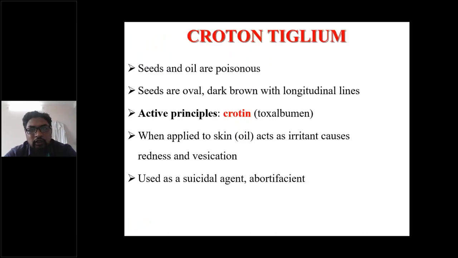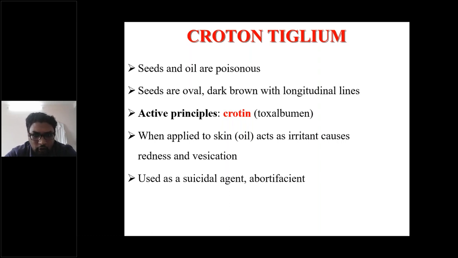Next one is Croton tiglium. In this plant, seeds and oil are poisonous. Seeds are oval, brown, dark with longitudinal lines, and the active principle in Croton tiglium is a protein, which is a toxalbumin. When applied to skin, oil acts as an irritant, causes redness and vesication. It is used as a suicidal agent or an abortifacient.